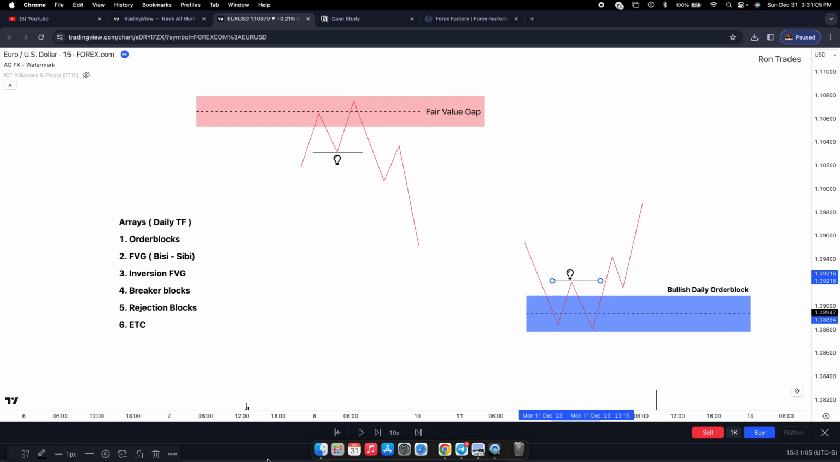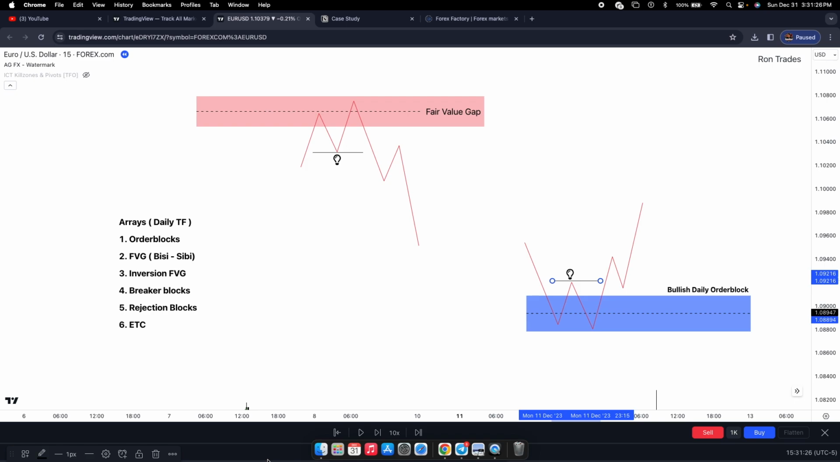In today's video, guys, we're going to be going over my one shot, one kill model, plus the different arrays that I use, plus my market structure shift concepts and imbalances that got rebalanced, which I learned from my CT Mentorship 12 video. So let's go ahead and dive right into this video. I don't even want to make this video long at all.